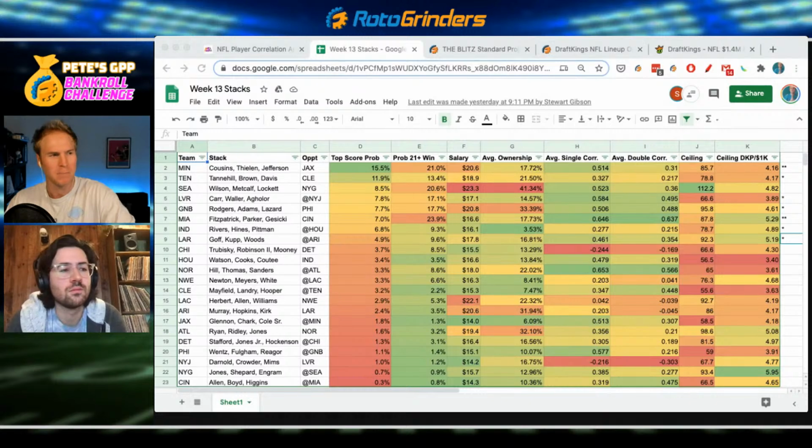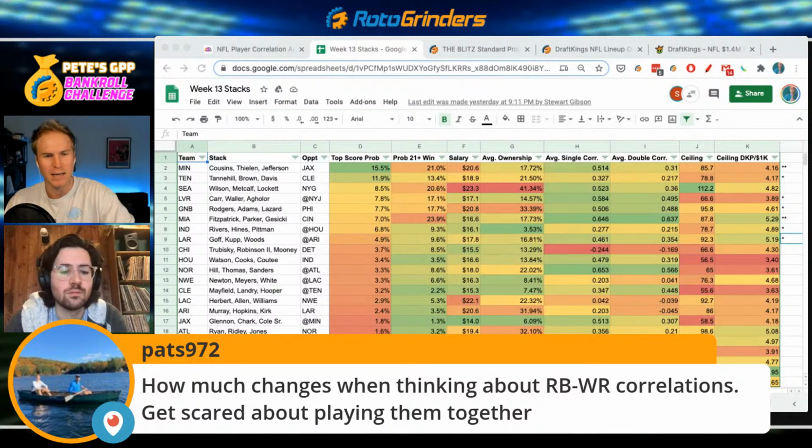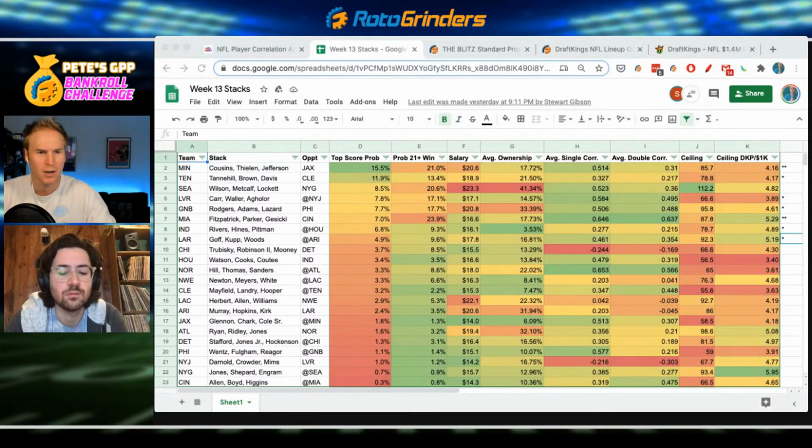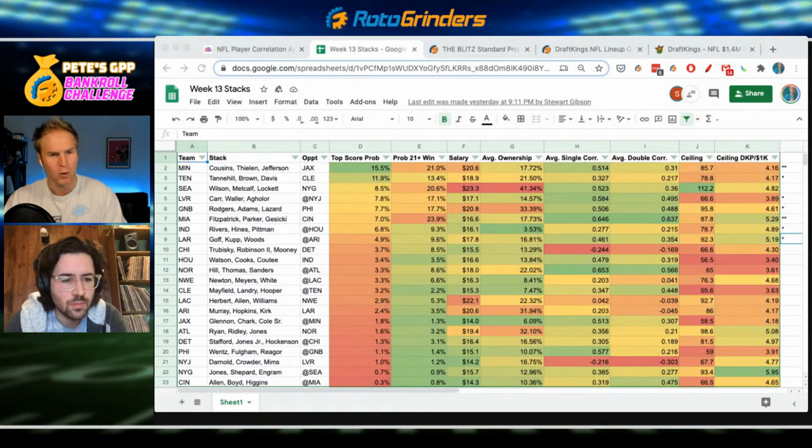I think most people understand the intuitive correlative properties of quarterback to pass catchers, but we have Pat's here saying how much changes when thinking about running back wide receiver correlations, get scared about playing them together. I got a question earlier about AJ Brown and Derrick Henry together. We saw both of them have good games last week. How should we be thinking about running back wide receiver correlations?